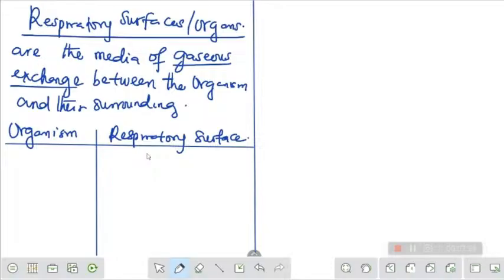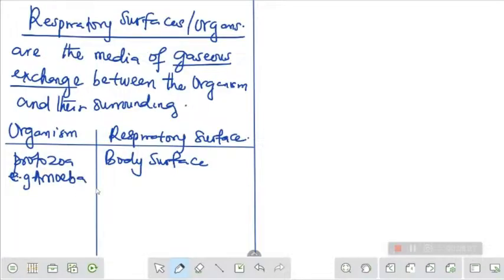So look at this. Organisms like protozoa, examples of organisms that are protozoa, the amoeba, paramecium. They respire through their body surface. So that's how they respire. That is their respiratory organ, body surface. So if they ask you for an example of protozoa, e.g. amoeba, they use what? Body surface.